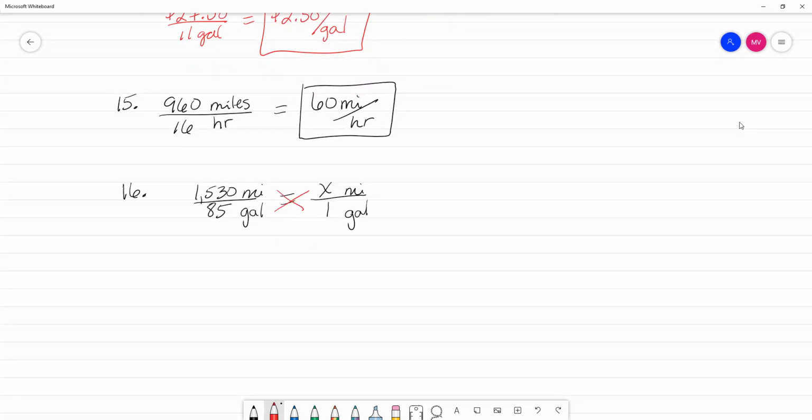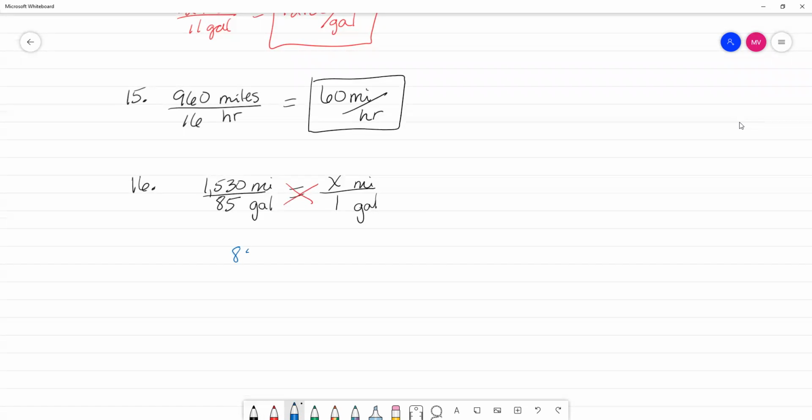We can cross multiply. All right, so we're going to put the x on the left, 85x, and 1,530 miles times 1 is just 1,530. And then you divide both sides by 85. Now, if you'll notice, that has still set up the problem just like we have it on the left side, 1,530 miles divided by 85 gallons.